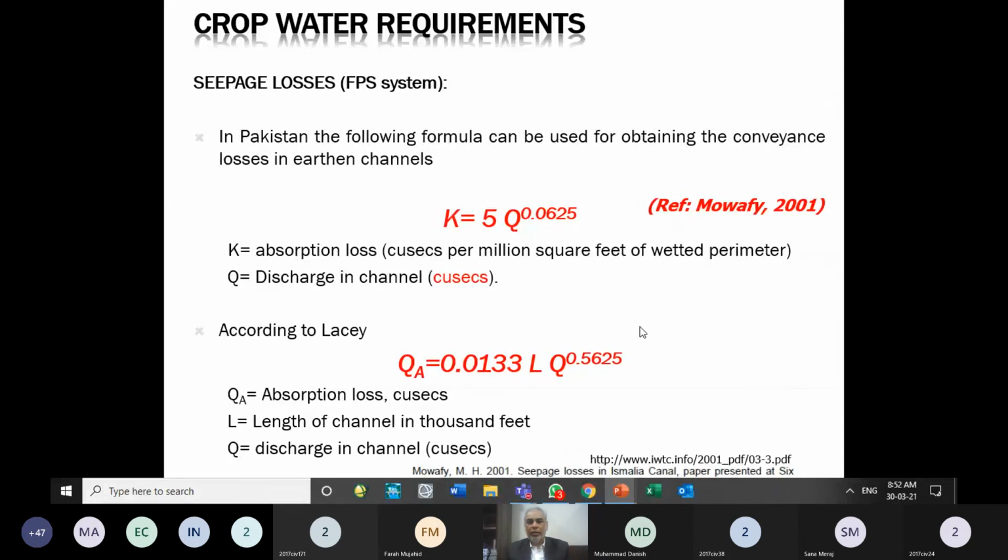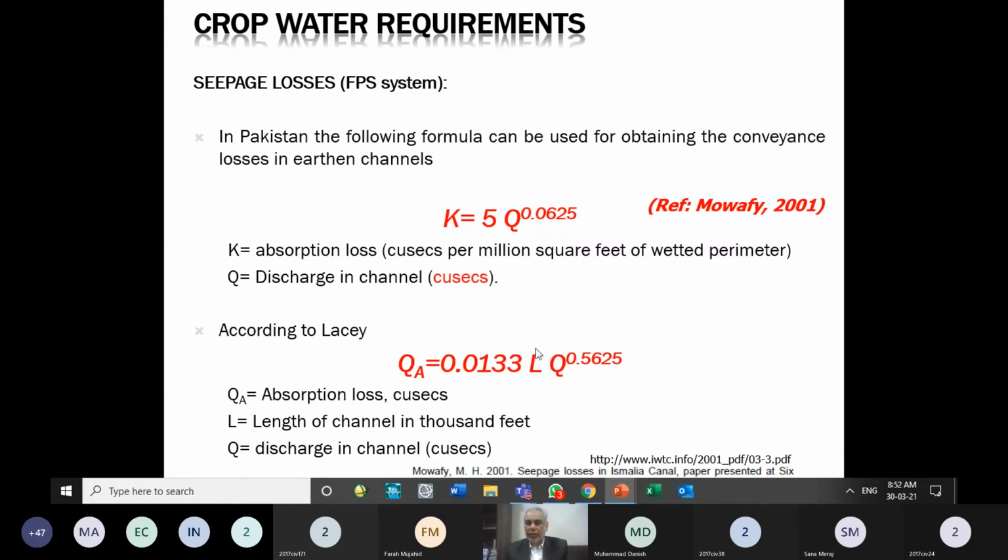If you want to calculate the losses, here are some formulas which will be required by you. Most of the unlined canal systems in Pakistan have been designed by calculating the absorption losses using this Lacey formula. This is an FPS system. It says that absorption losses are 0.0133 times the length of the canal in thousands of feet times the discharge of the canal in cubic feet per second to the power 0.5625.